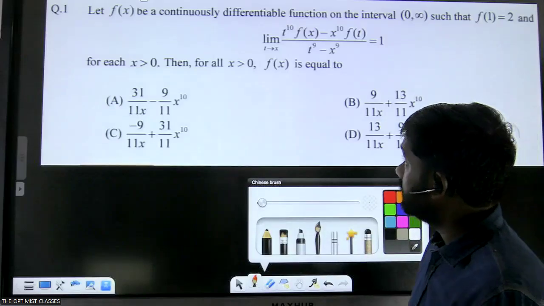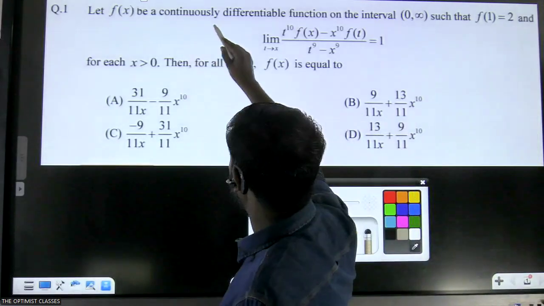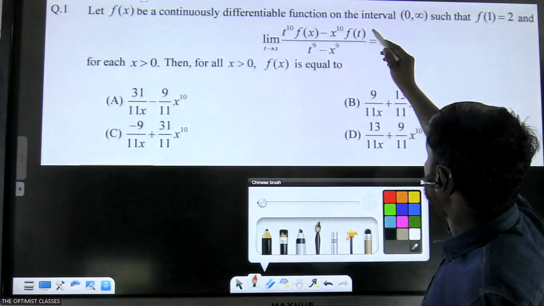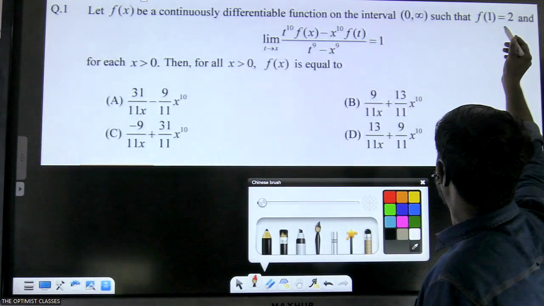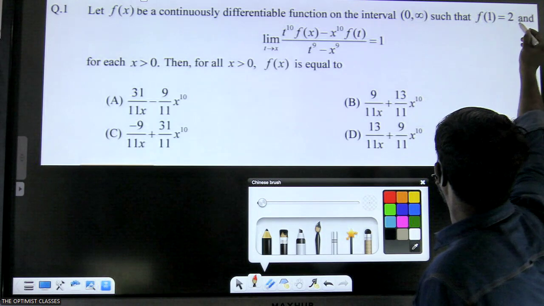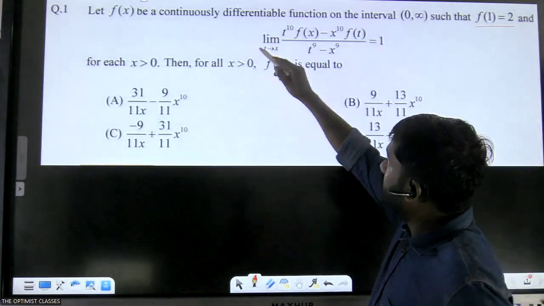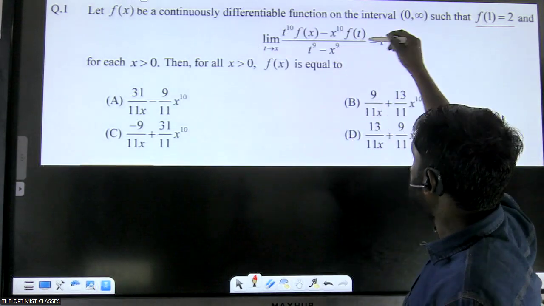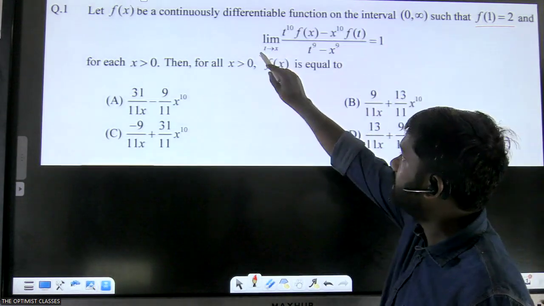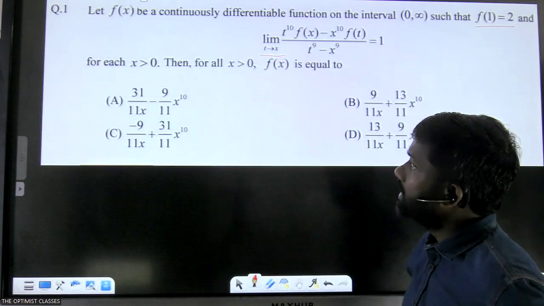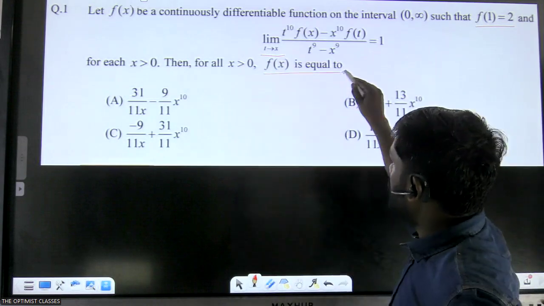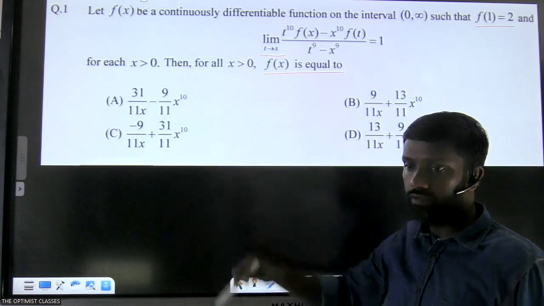Okay. So let's see. The question says f(x) be a continuously differentiable function on the interval 0 to infinity, such that the value of the function at x equal to 1 is 2. Now it says the limit of this term, as t tends to x, is equal to 1. So we have to find f(x). This function is to be found.